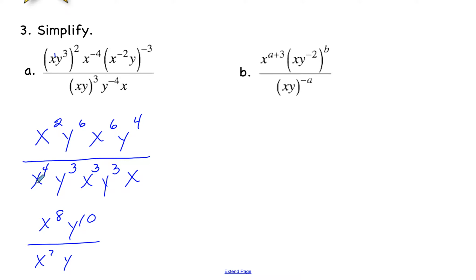So that's an x to the 8th. So we need to correct that one right there. That should be an 8. Let's write that one in there. And then y, we get to the 6th power. We have y to the 3rd, y to the 3rd. That gives us y to the 6th.